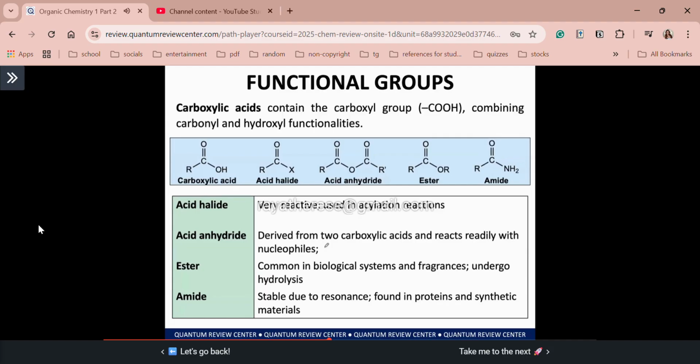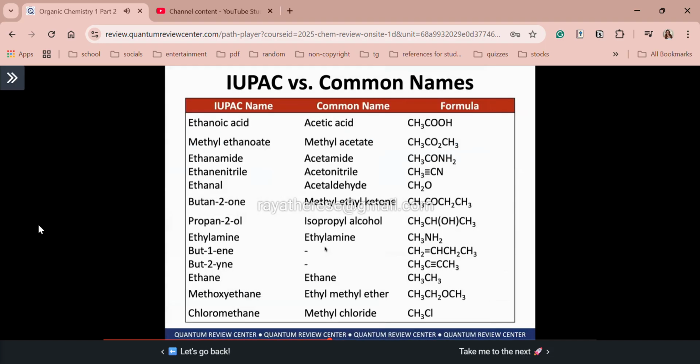For the common names, sir, do they come out in the boards? Yes. So here, we have the list of common names. Remember, it's also in your manual. I will just point out the very important board exam relevant topics.